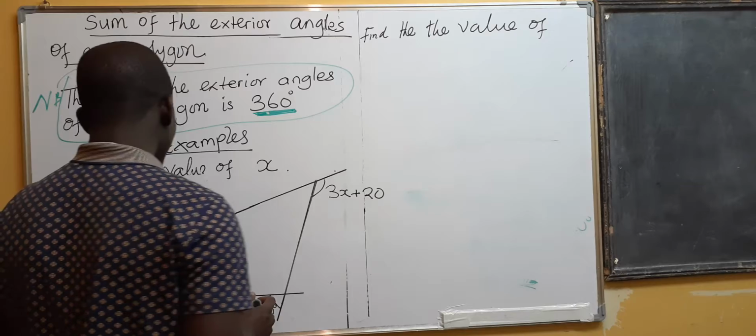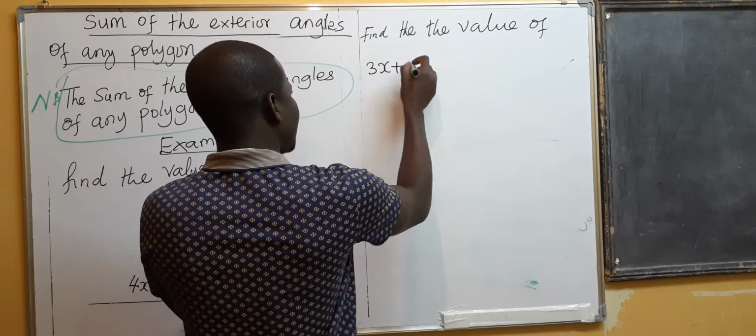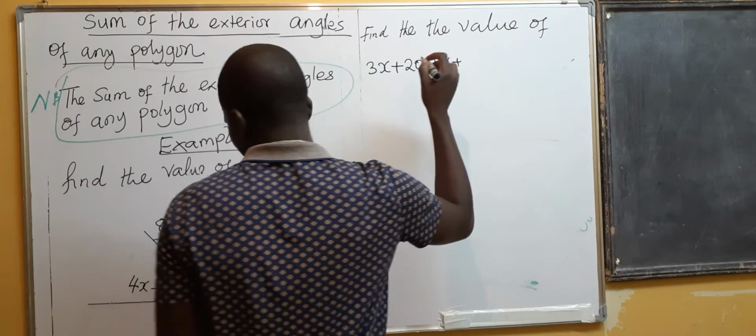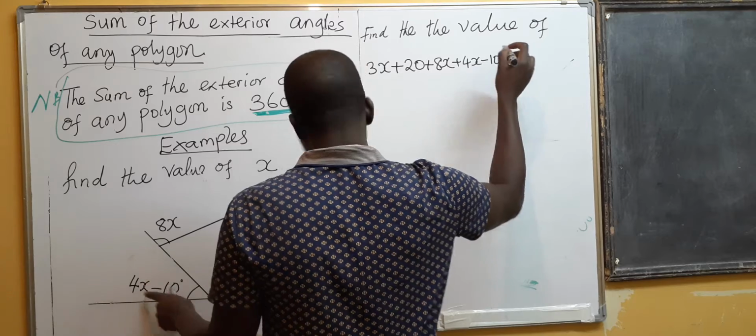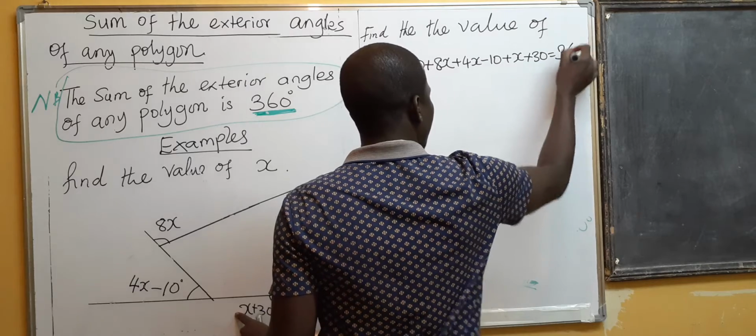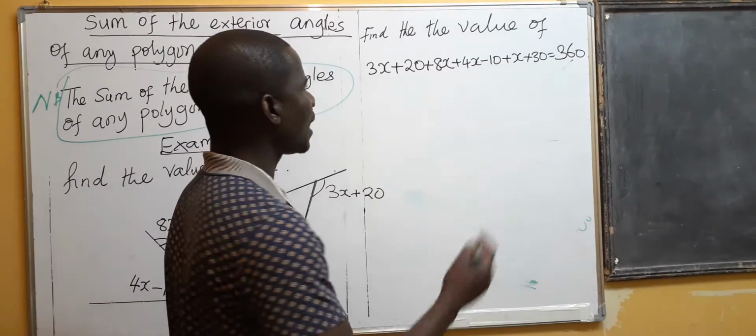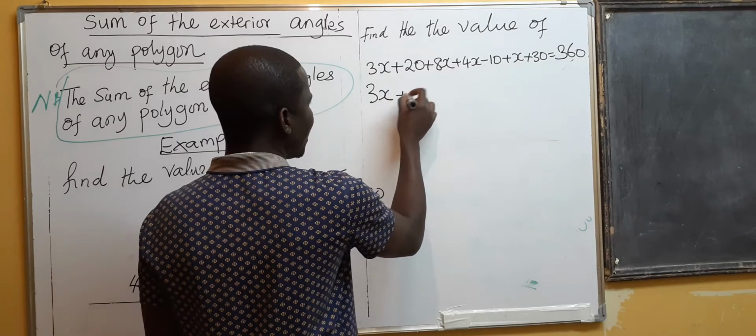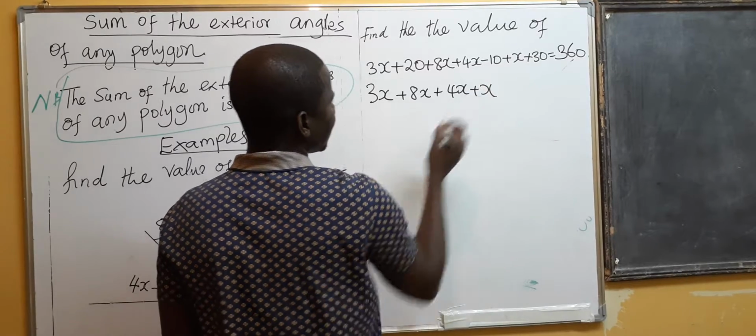360 degrees. So we're going to start with the 3x plus 20 plus 8x plus 4x minus 10 plus x plus 30 is equal to 360. And when we get to this point, this becomes an equation now. So we need to put the like terms together: 3x plus 8x plus 4x plus x.